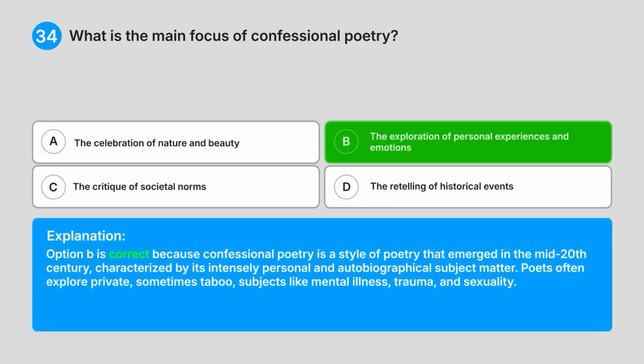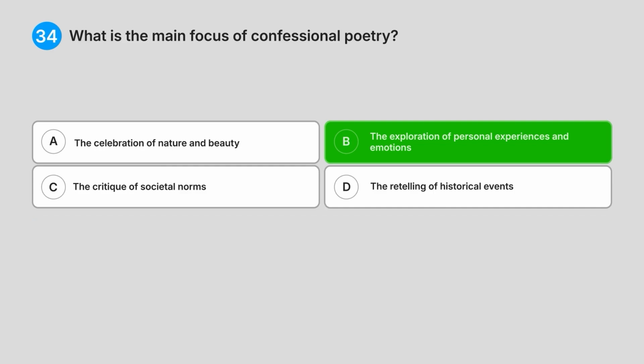Explanation: Option B is correct because confessional poetry is a style of poetry that emerged in the mid-20th century, characterized by its intensely personal and autobiographical subject matter. Poets often explore private, sometimes taboo, subjects like mental illness, trauma, and sexuality.